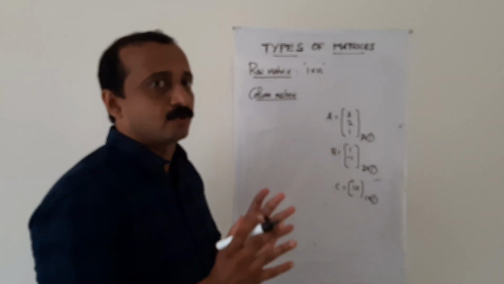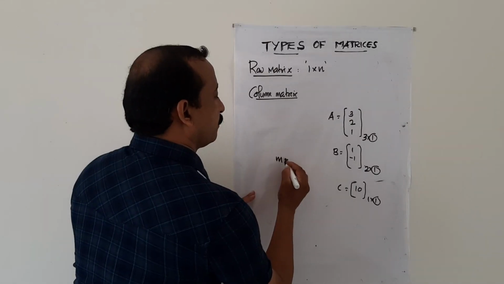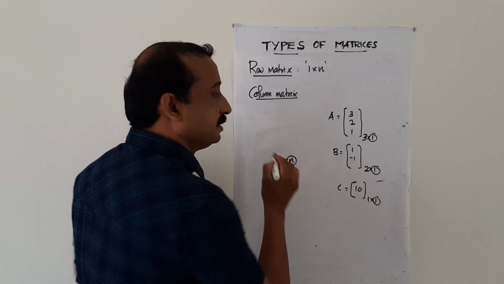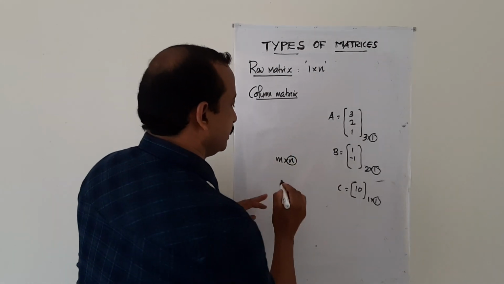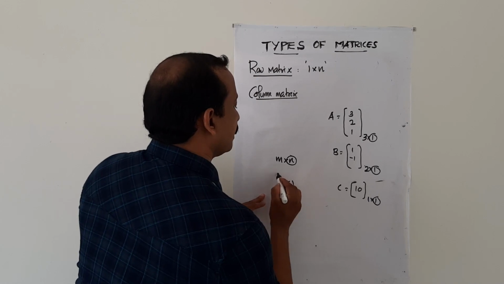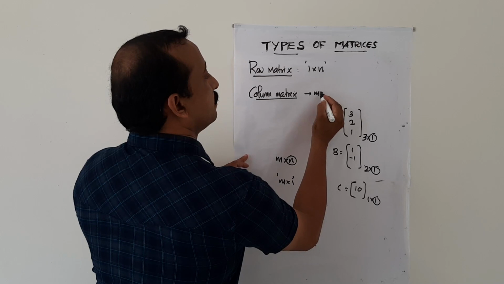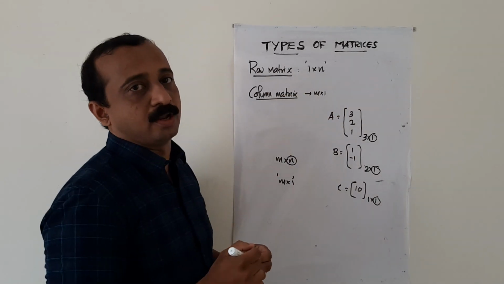Generally, the definition of a column matrix is: the order of a matrix is m by n, but in a column matrix, n is always 1. That is, any m by 1 matrix is called a column matrix.